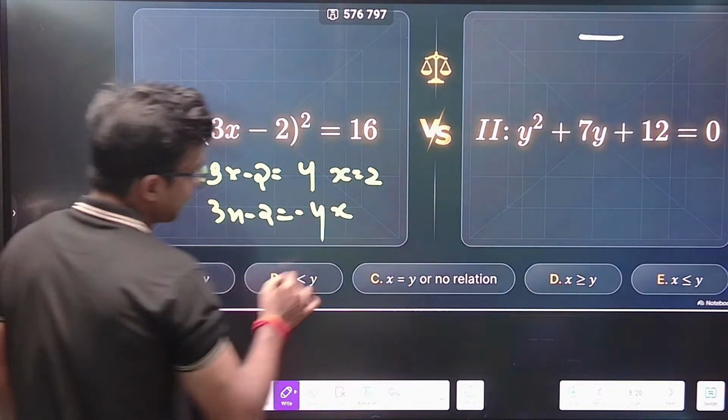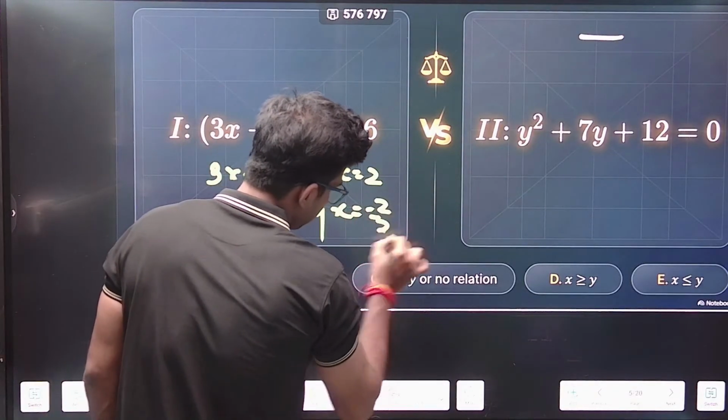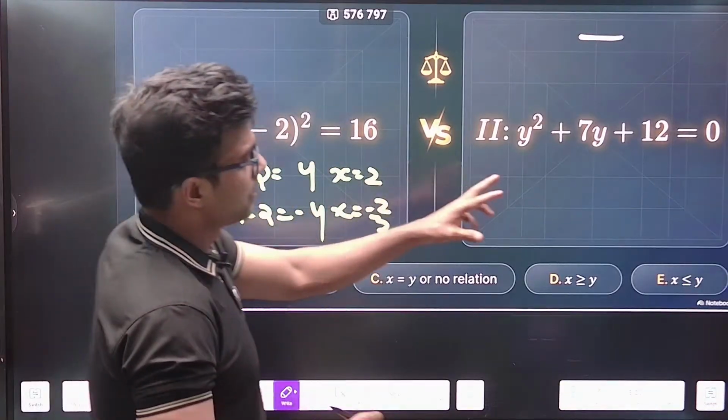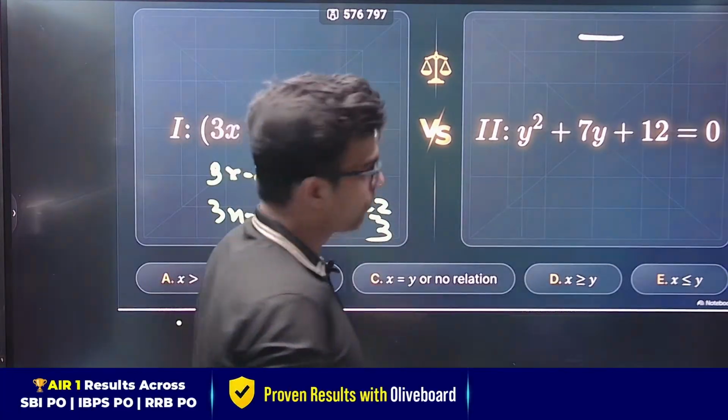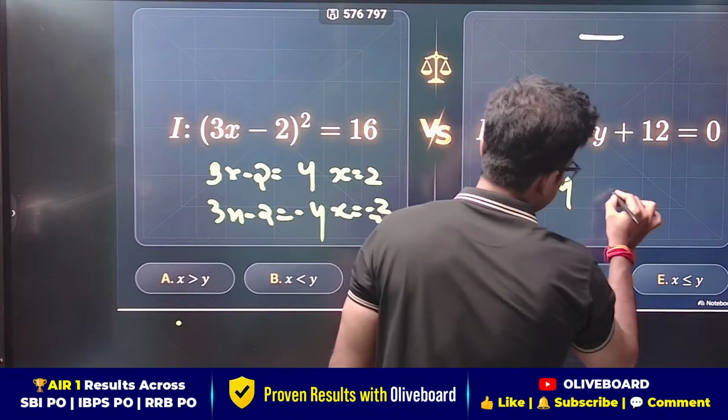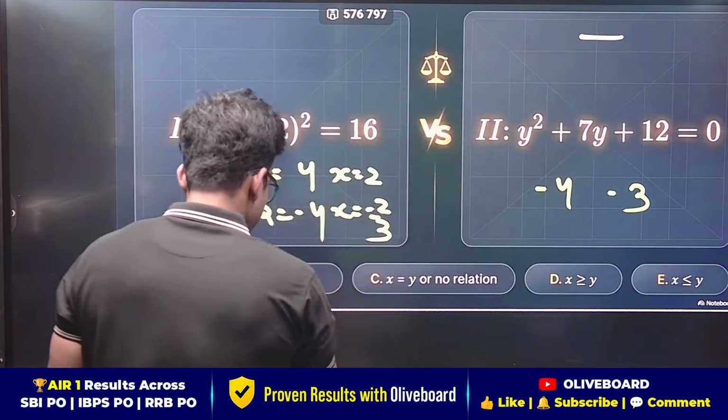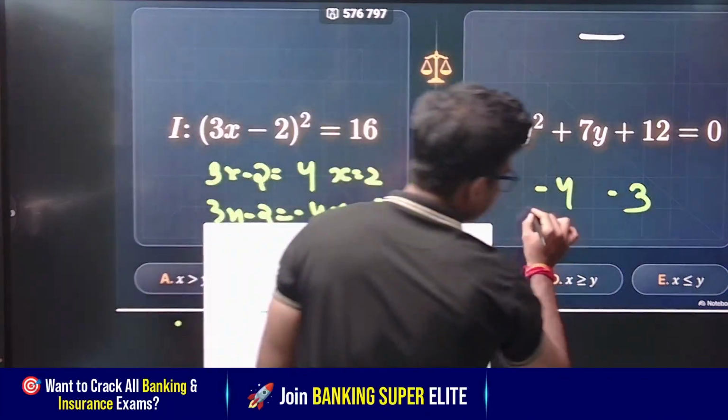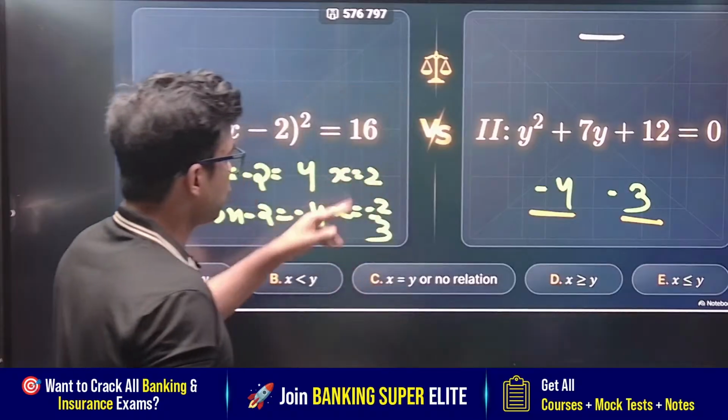So x equals minus 2 by 3. These are the values. Now this is 7 and this is 4, so the values would be minus 4 and minus 3. Is this clear? If this is minus 4 and minus 3, and this is 2 and minus 2.